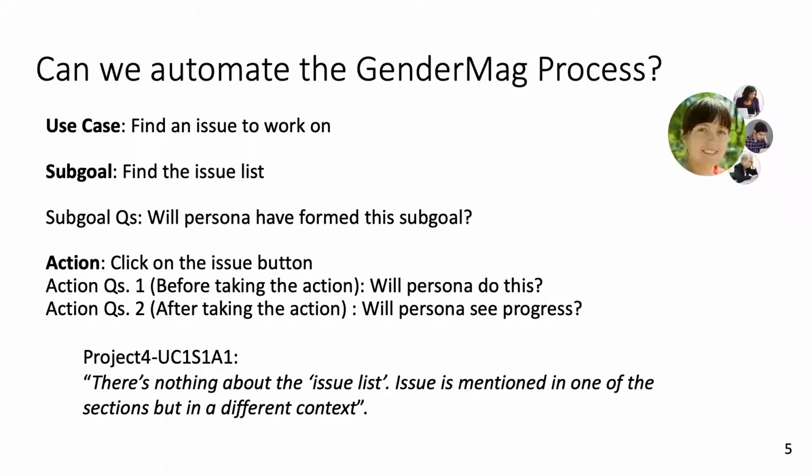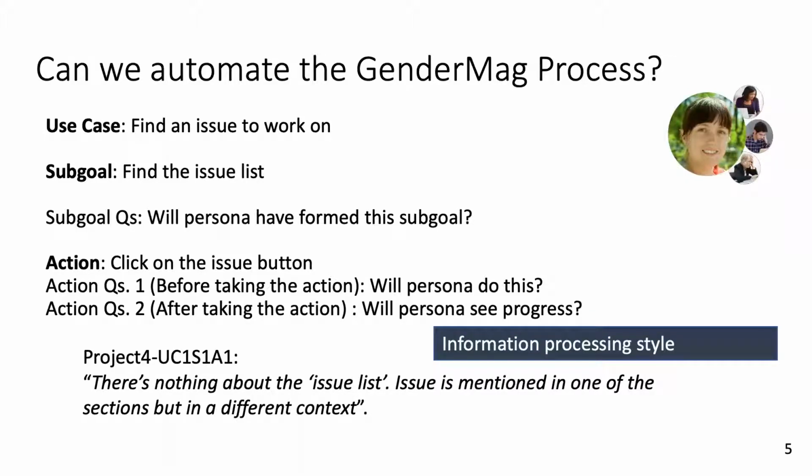Evaluators pointed out that this is a situation where users like Abby would not find all the information they need to complete their task because of a mismatch to her information processing style. However, GenderMag can be expensive because it is an entirely manual process. GenderMag creators recommend that at least 3 evaluators should spend 1 to 2 hours per session, where a session usually covers only one use case.